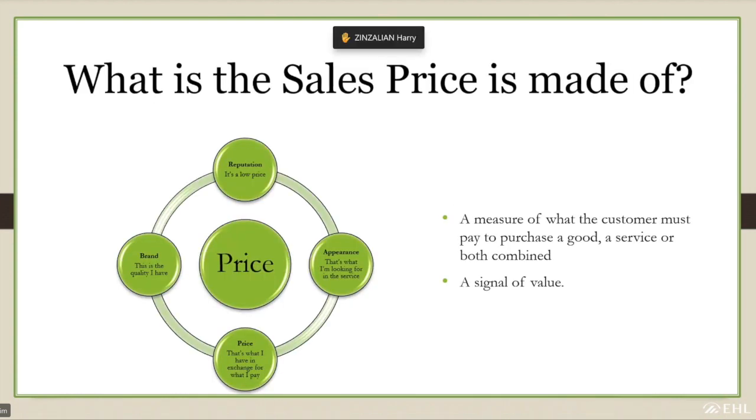Good. Now, fifth topic, pricing. What a sales price is made of.